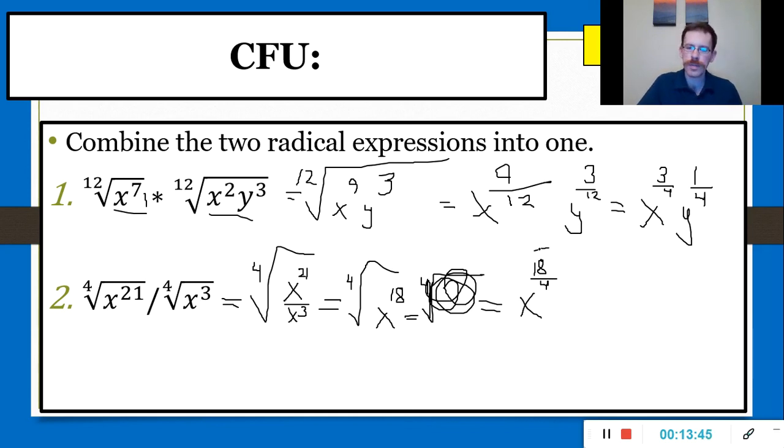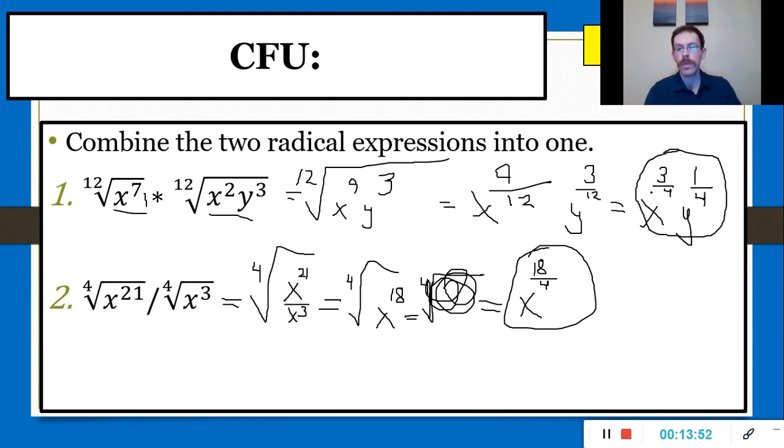18 over 4. Unless I want to get a decimal, I'm going to keep it like that. And I don't want to get a decimal. So these are my two answers.